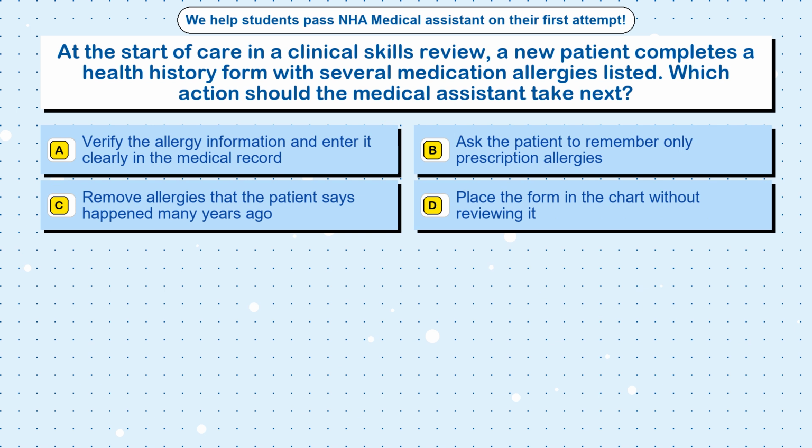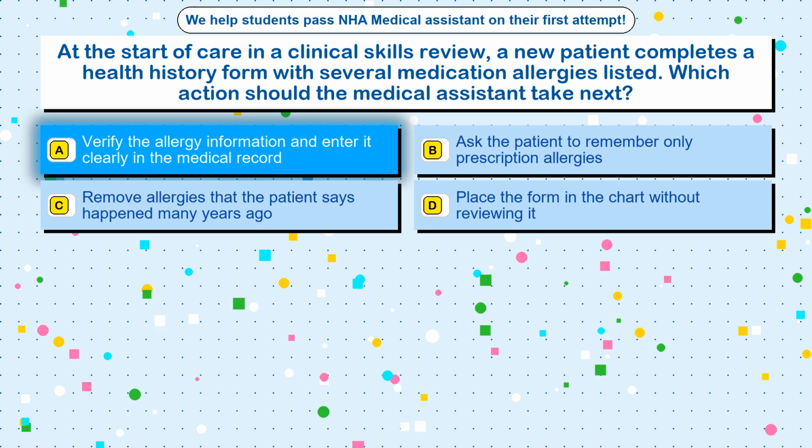Question 89. At the start of care in a clinical skills review, a new patient completes a health history form with several medication allergies listed. Which action should the medical assistant take next? Option A. Verify the allergy information and enter it clearly in the medical record. Option B. Ask the patient to remember only prescription allergies. Option C. Remove allergies that the patient says happened many years ago. Option D. Place the form in the chart without reviewing it. The correct answer is option A.